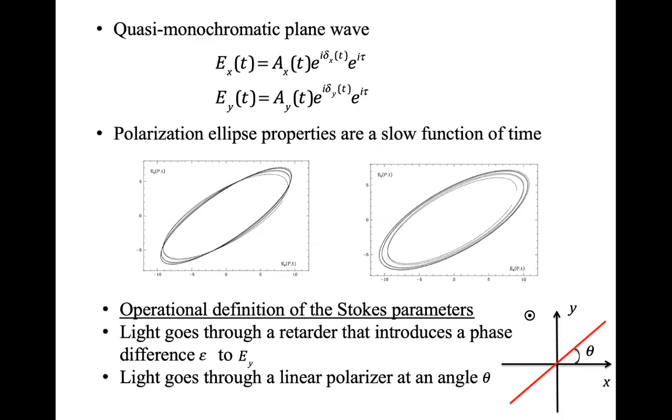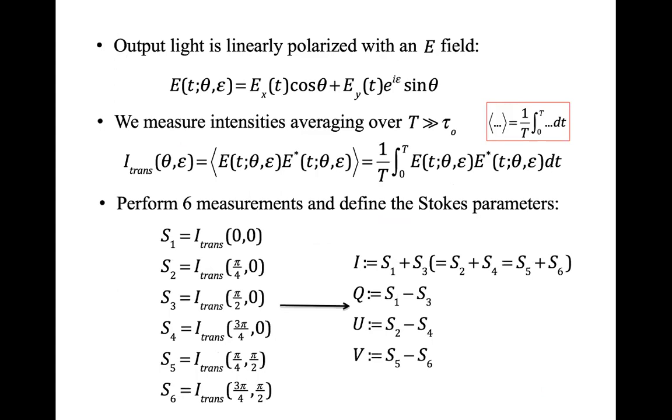Take a linear polarizer, take a retarder, put a linear polarizer at an angle, and make the y-axis have a phase difference of epsilon. Then you can work out what's going to happen to your electric field, and then you take the time average, and then you make six measurements. The six measurements have the linear polarizer at these angles, and here you are not introducing any phase difference, and here you are introducing a phase difference of 90 degrees. Then you get S1, S2, S3.